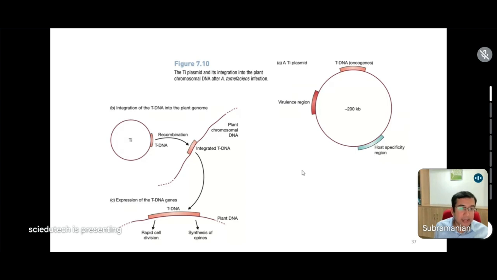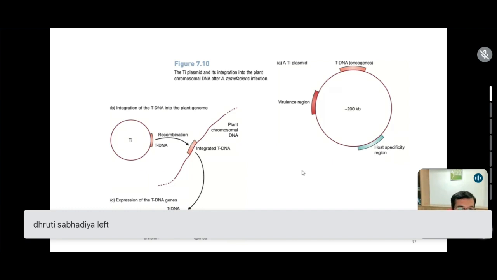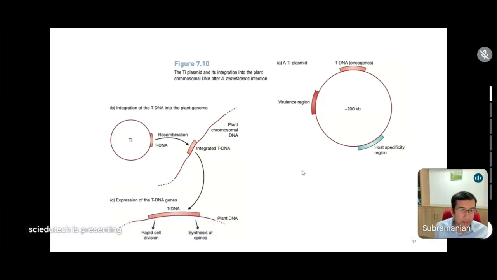So this is how the TI plasmid is integrated into the chromosomal DNA of the plant after Agrobacterium tumefaciens infection. There is a recombination that happens between the tDNA and the plant chromosomal DNA. And these are the three specific regions of the TI plasmid: virulence genes, the tDNA region containing all the oncogenes, and the host specificity region. Next slide, please.